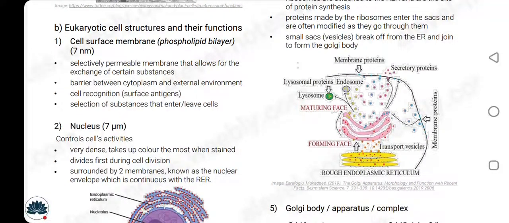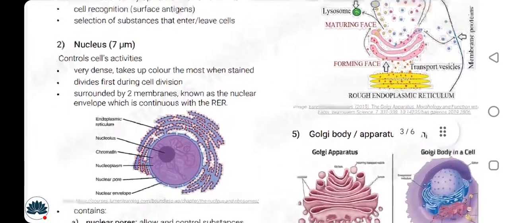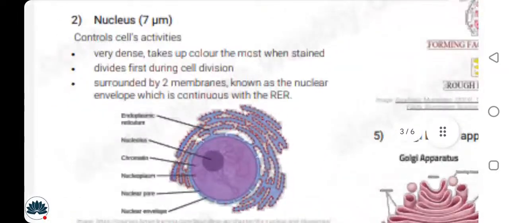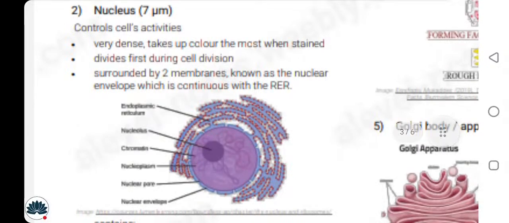Okay, as mentioned before, it is partially permeable and controls the exchange of materials between the cell and its environment. That's very simple. Okay, now just see the diagram of the nucleus, which is very essential.